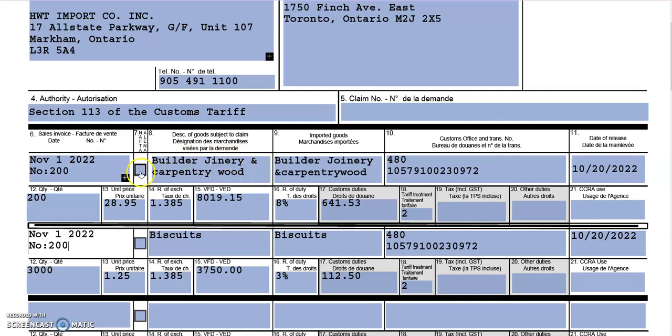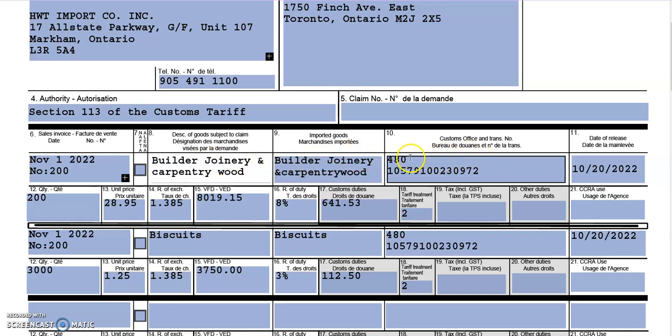This isn't under NAFTA or CUSMA, so we don't click that. This is going to a country outside the North American Free Trade Agreement, or the Canada-US-Mexico Agreement. The stuff is called builder's joinery and carpentry wood.